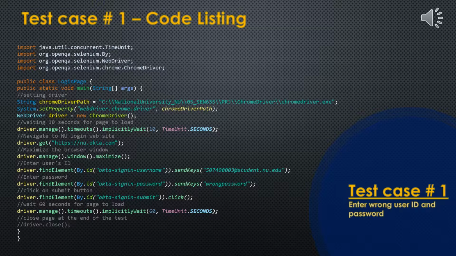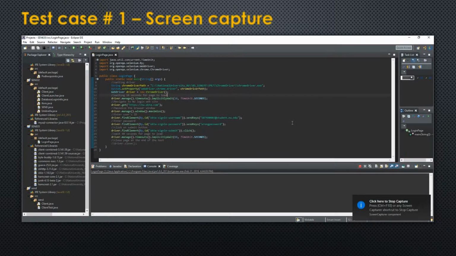Here is the detailed code listing for test case 1, entering an invalid user ID and an invalid password. We decided to implement our code in Java using Selenium. The next slide will show a short screencast of testing test case 1, which shows the user is unable to sign in using the parameters given, which are invalid for any available accounts.